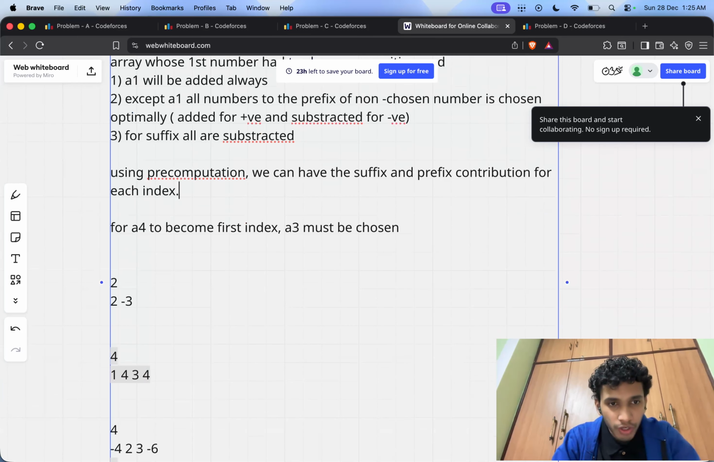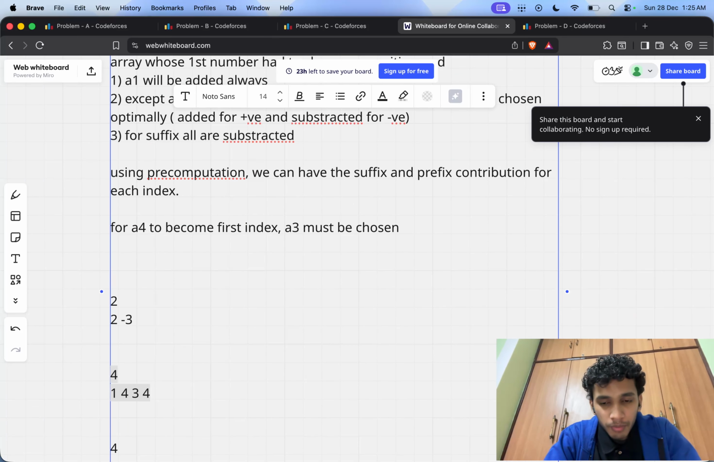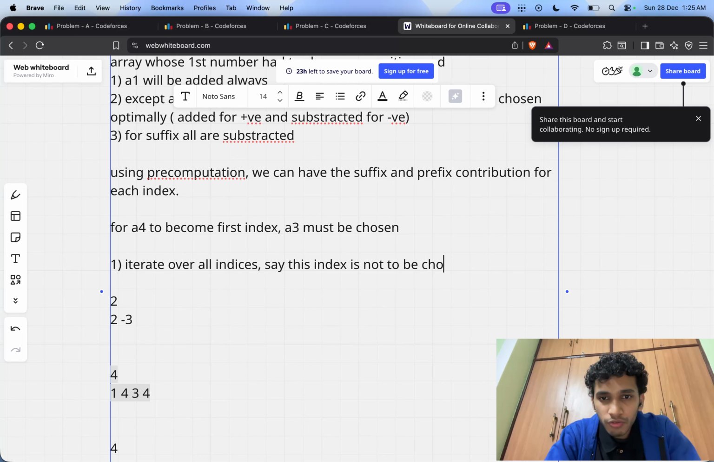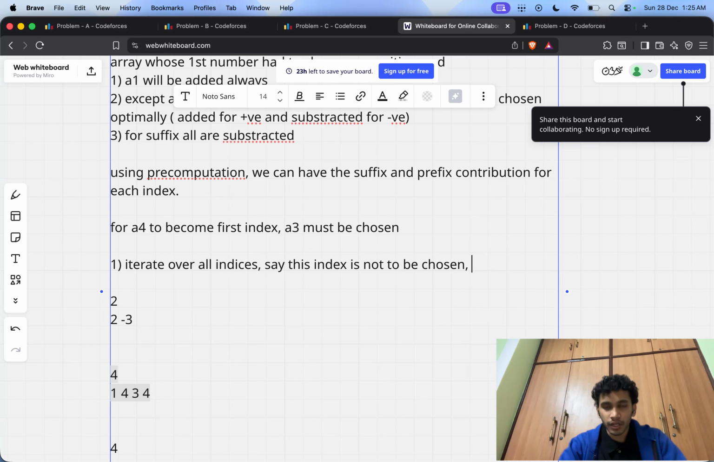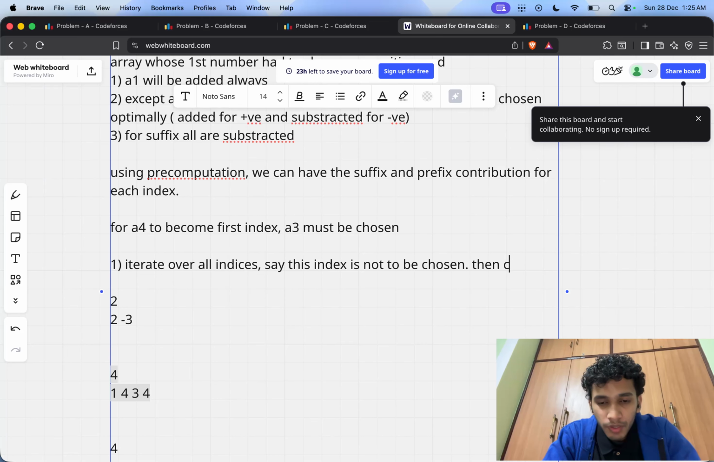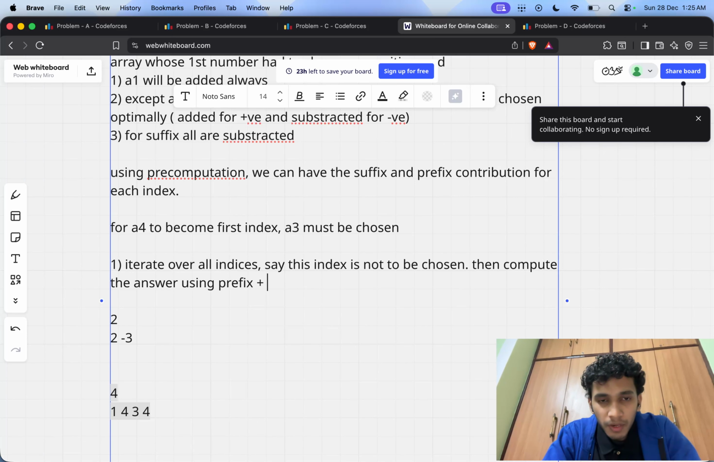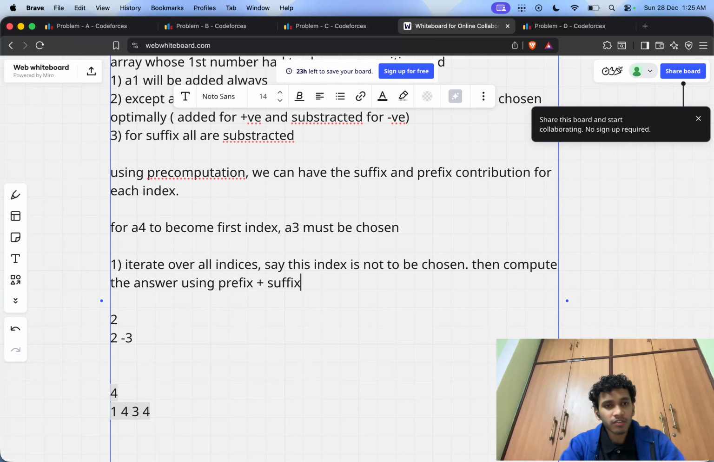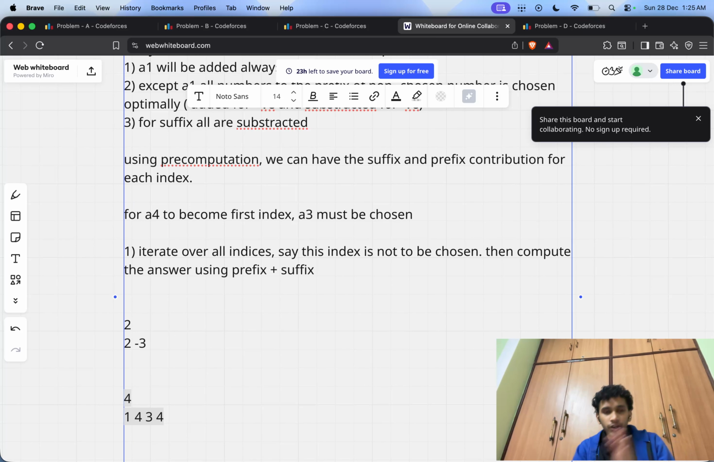Alright. So what do we do? Our algorithm would be iterate over all indices, say this index is not to be chosen. Alright. Then compute the answer using prefix plus suffix. How to compute prefix and suffix? We have already discussed it. And over all the iterations, the maximum value we have got, that is our answer.